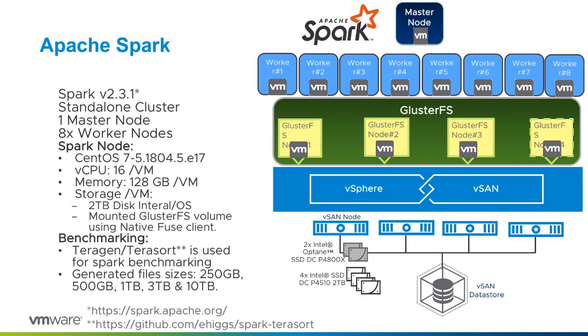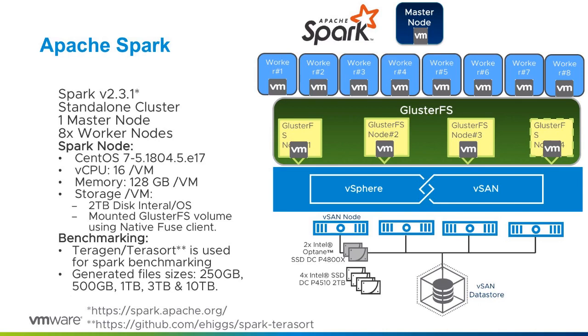Yeah, and finally, we have deployed the Spark cluster in a standalone mode. So we have used Spark version 2.3.1. As I mentioned, in a standalone cluster, we have 1 master node and 8 worker nodes. And each worker node, as well as the master node, are all CentOS virtual machines.